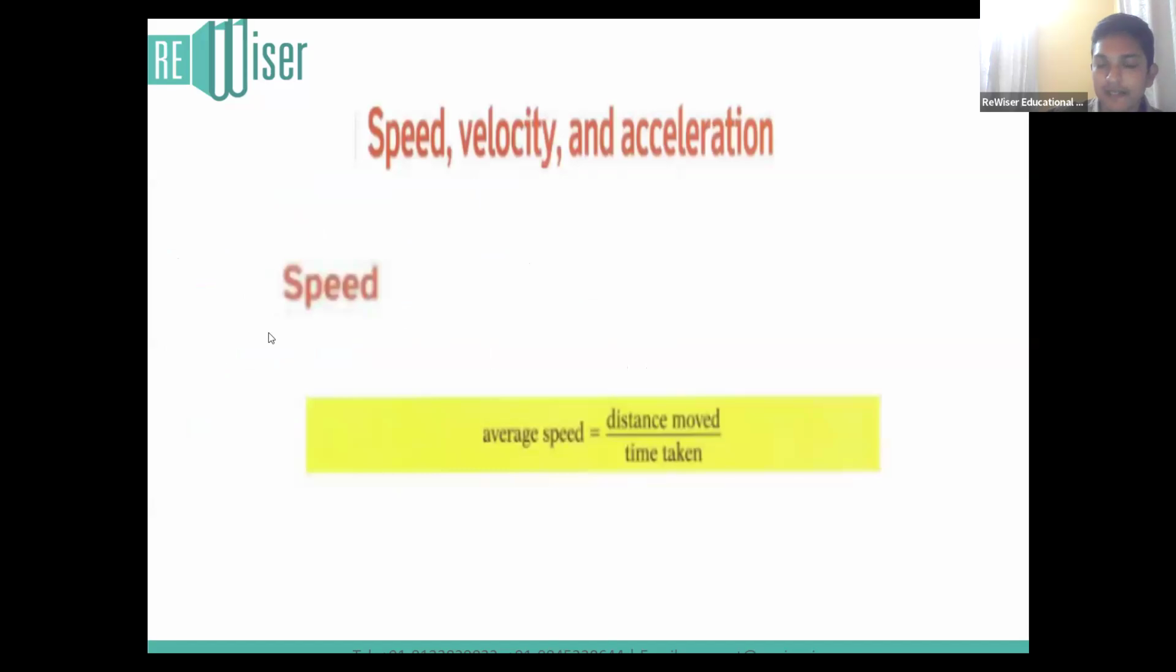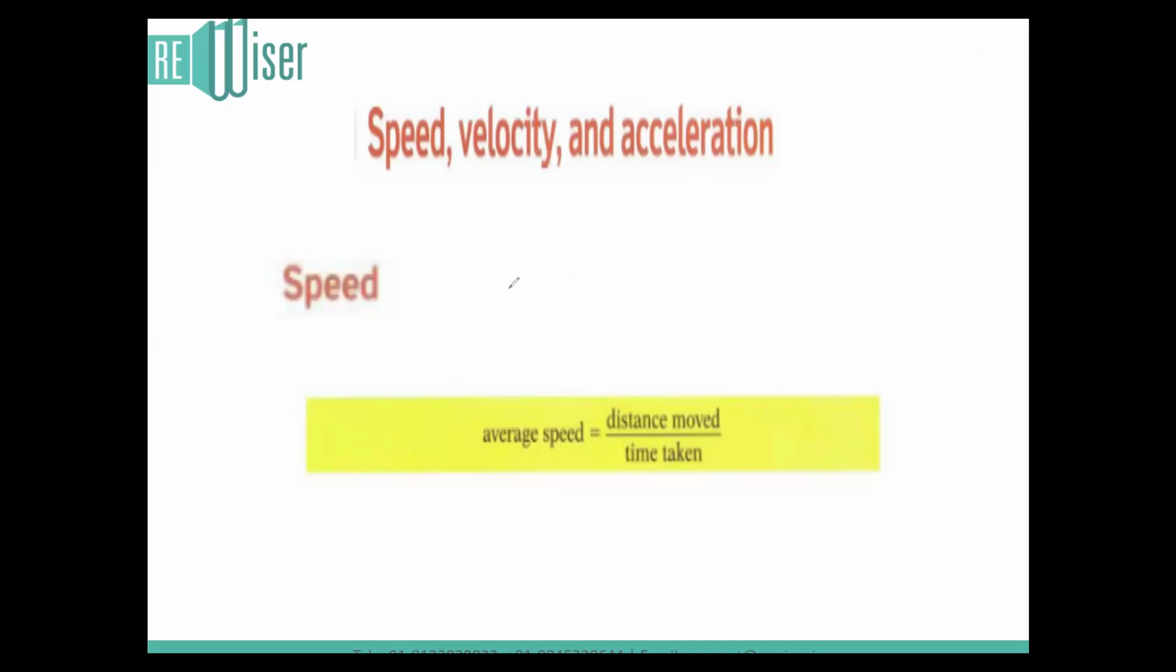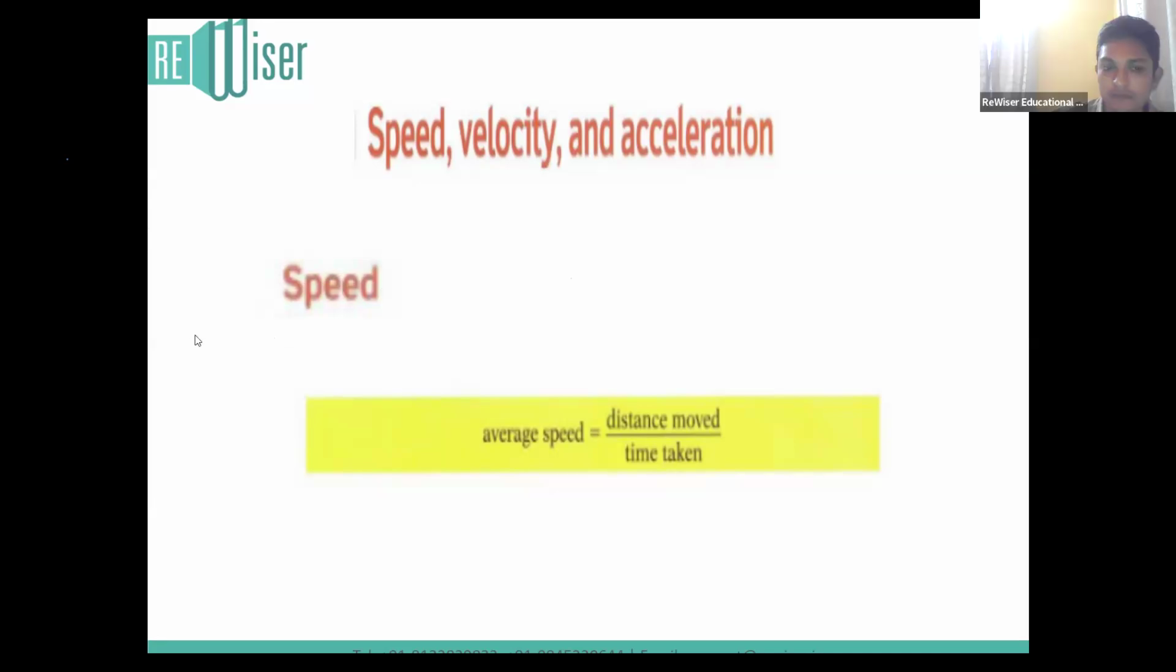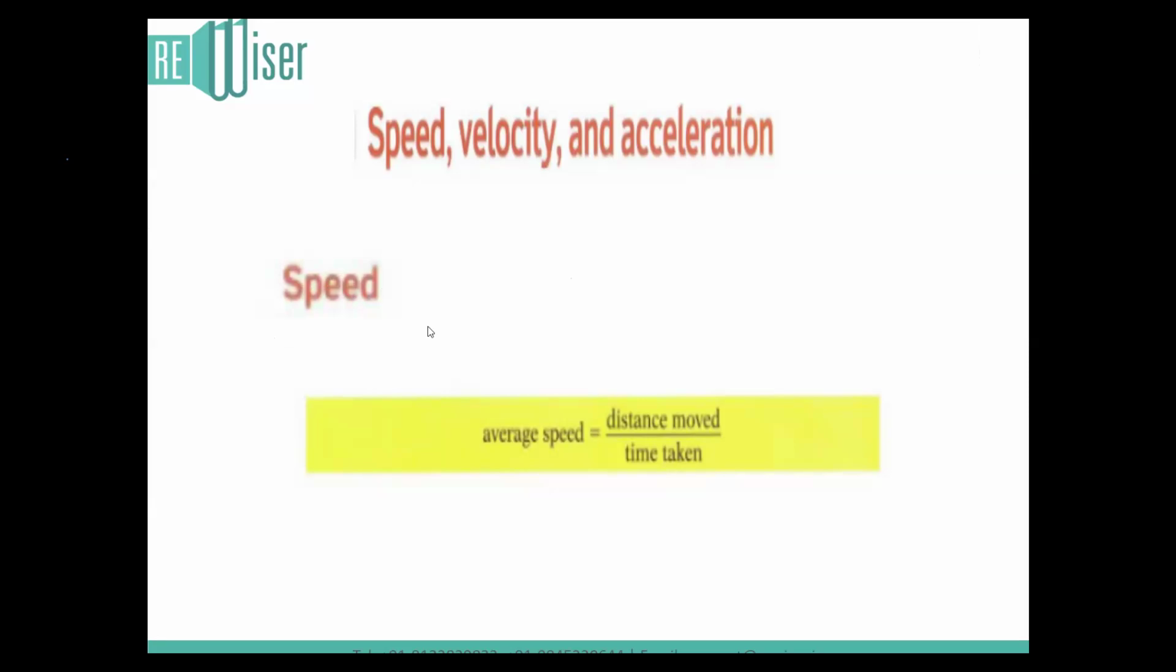So speed is defined as distance per unit time. What is average speed? Because I seem to have written the formula for average speed here. How is it different from speed? If an object is moving and takes rests in between, then while calculating the average speed, the formula is slightly different. It says total distance traveled upon total time taken.